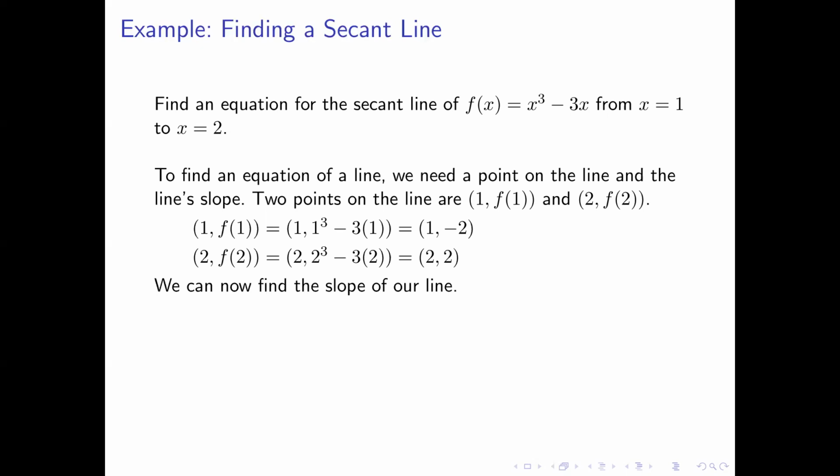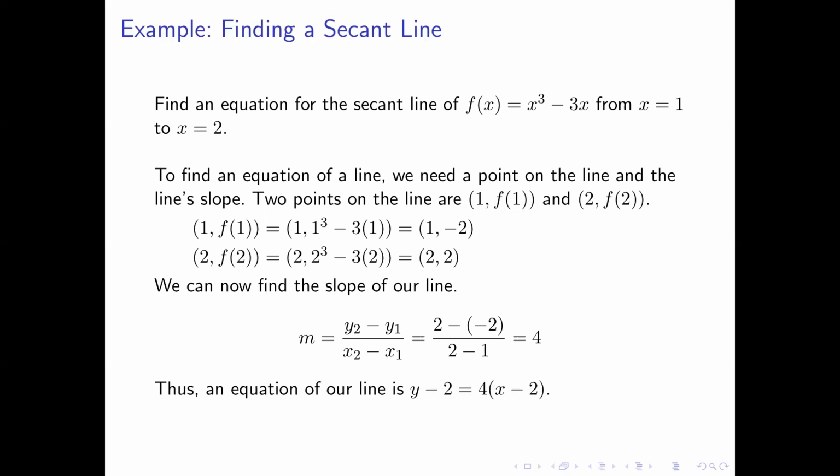Now that we have the ordered pairs of 2 points on the line, we can find the slope. We do this using the slope formula like usual. There's what we get if we plug in our x and y values from our ordered pairs, and that works out to be 4. So our secant line has a slope of 4.